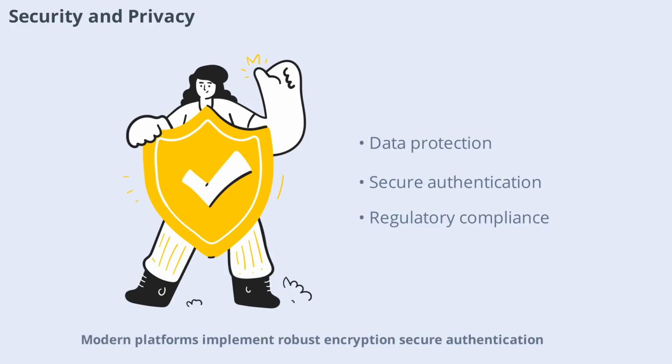With the increased use of data in adaptive learning, security and privacy have become top priorities. Modern platforms implement robust encryption, secure authentication, and strict data policies to protect student information. Educators and administrators are also trained to handle data responsibly, ensuring compliance with regulations and maintaining trust. As adaptive learning continues to evolve, ongoing attention to security and privacy will be essential.